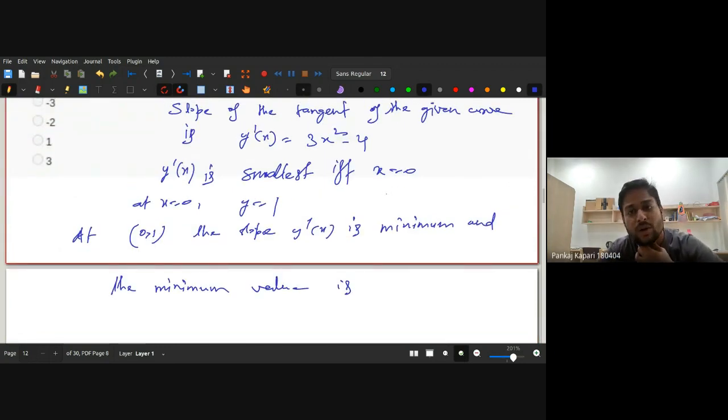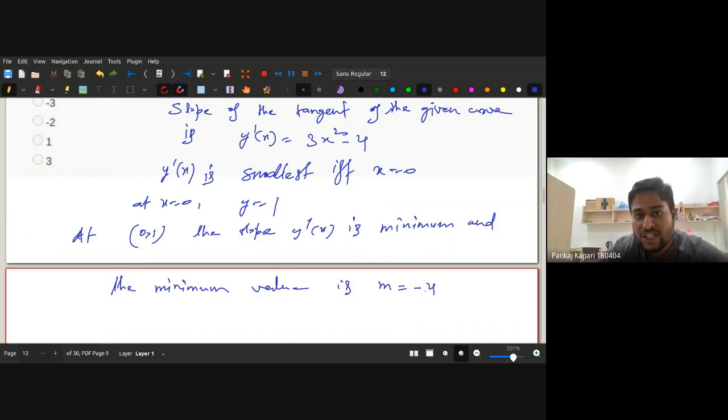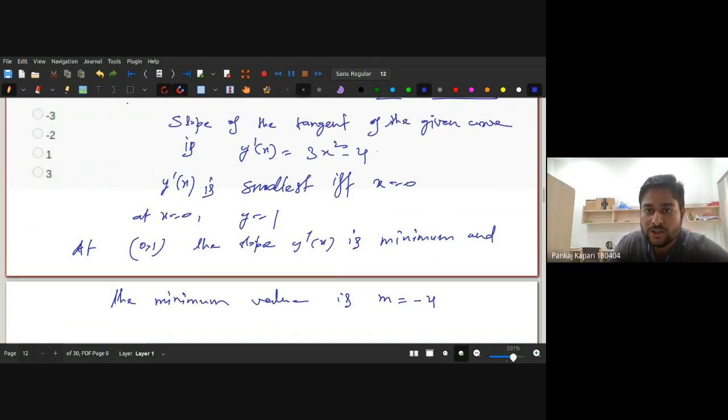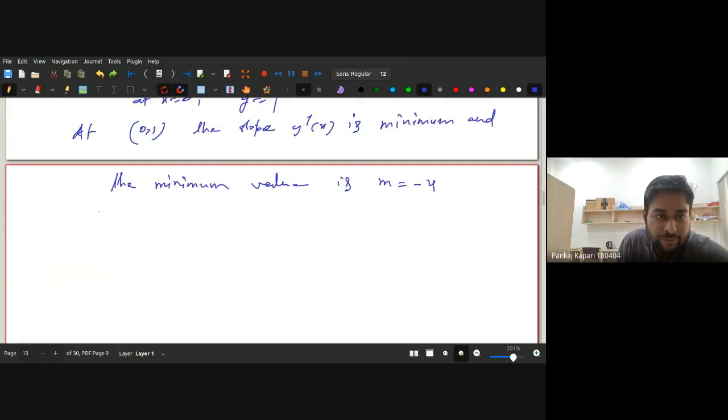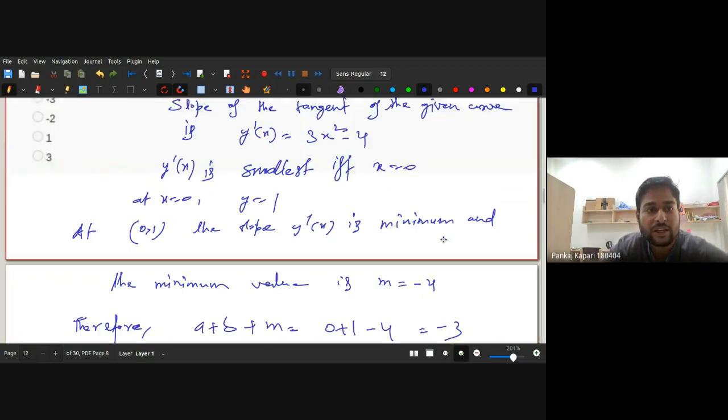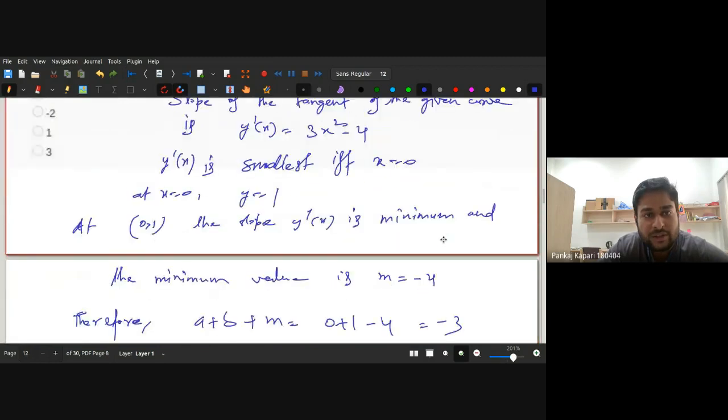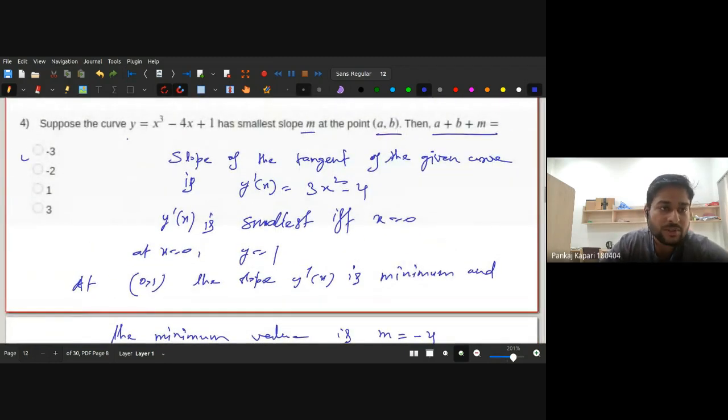The slope is 3x square minus 4, but the smallest slope is achieved at x equal to 0. So the minimum value m is equal to minus 4, right? You have to put x equal to 0 in this equation, the equation we are minimizing. Now you can find a plus b plus m. Therefore a plus b plus m is equal to 0 plus 1 minus 4, which is minus 3. Here the first option is correct.